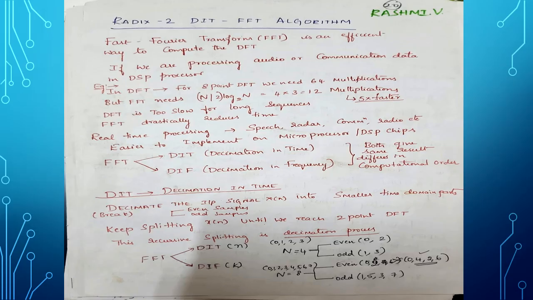Decimation in time is carried out for x of n and decimation in frequency for X of k. Here we are going to study only decimation in time. For example, for an 8-point DFT, the signal has samples 0 to 7. It will be divided into even and odd. The even samples will be 0, 4, 2, 6 and the odd samples will be 1, 5, 3, 7. This is the introduction video for the radix-2 DIT FFT algorithm. In the next video we shall discuss the big derivation, which is very important. Thank you.